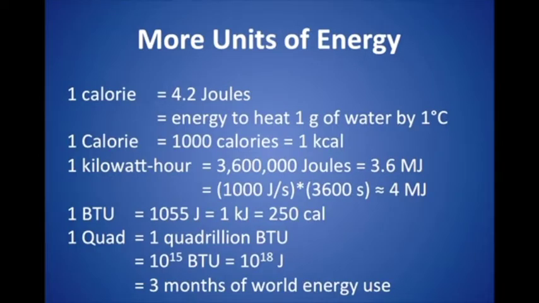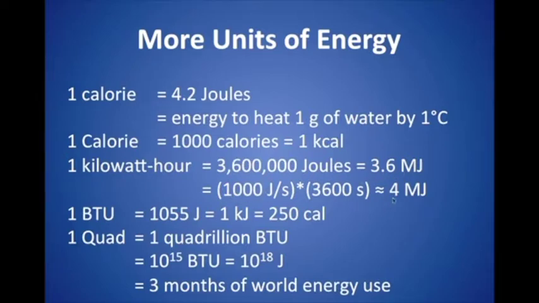And there are other units that are commonly used. A physical calorie is 4.2 joules. That's the energy to heat 1 gram of water by 1 degree Celsius. A food calorie is actually 1,000 physical calories, so that's 1 kilocalorie. A kilowatt hour, this is used mostly in electricity. A kilowatt hour is 3.6 million joules, or 3.6 megajoules.